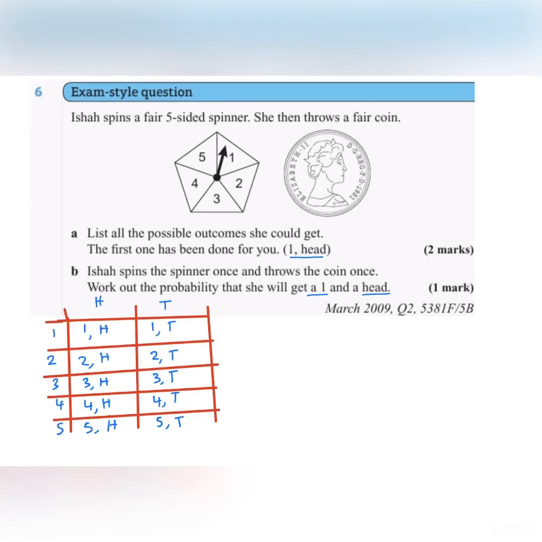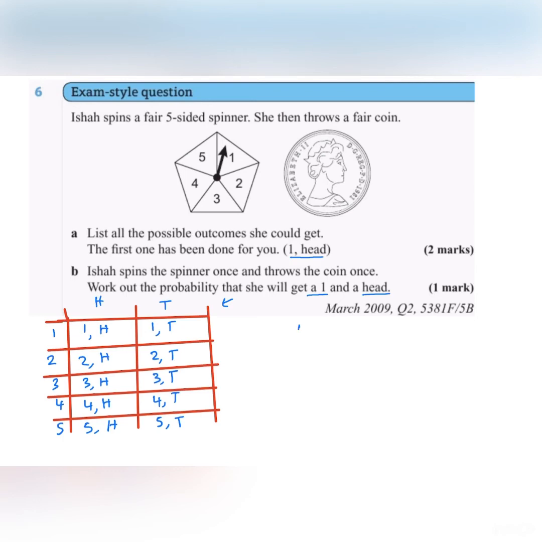Okay, so you should have got something like this, a sample space diagram. We have the spinner options on one side, and then we have a head and a tail for the coin at the top, and then we fill in all the possible outcomes. So that's 2 marks for part A.